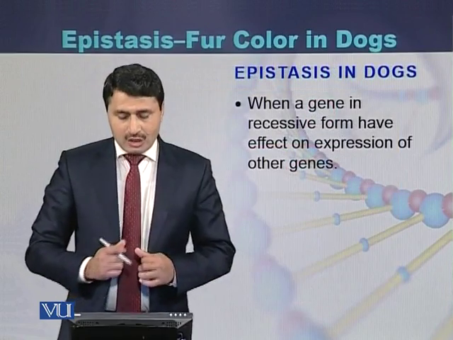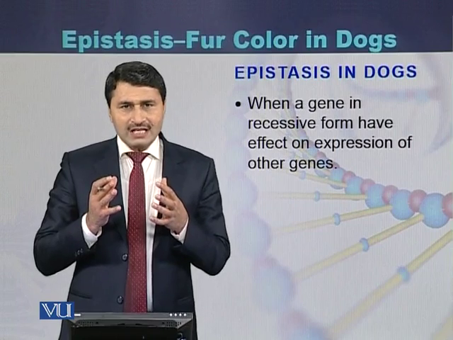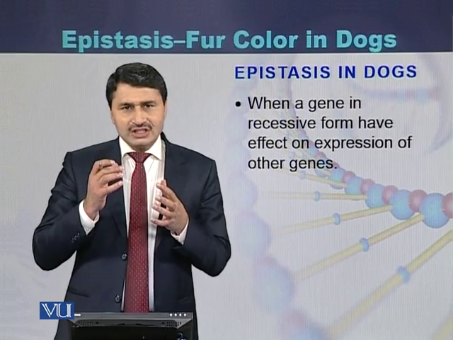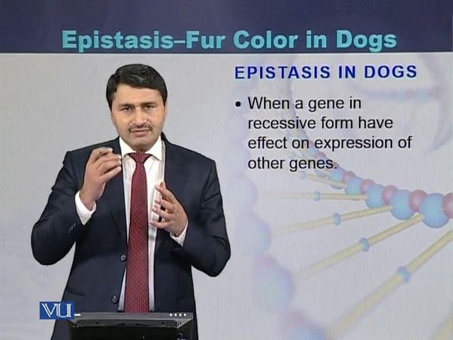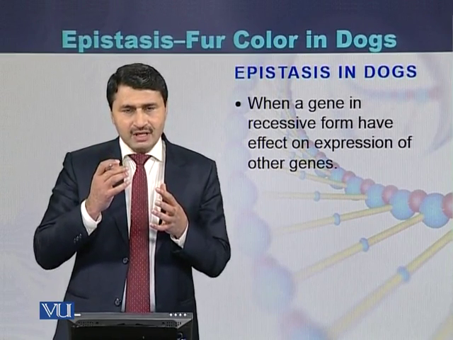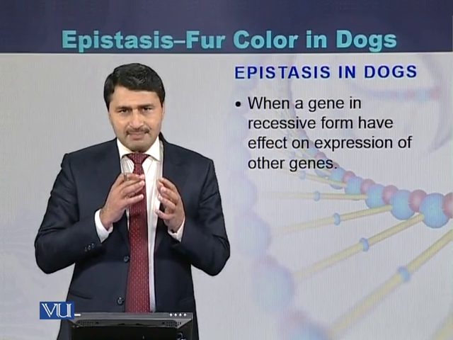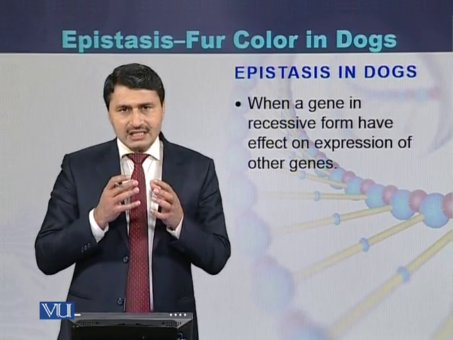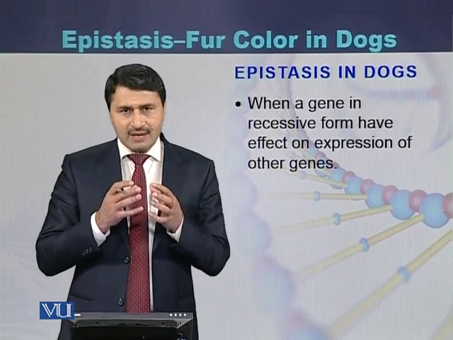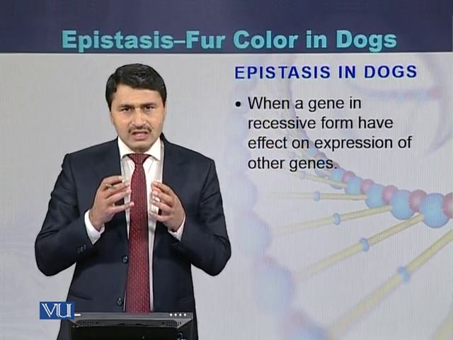So epistasis in dogs is due to two genes. If the one gene is in dominant form, then the fur color will be black. If that gene is in recessive form, then it will be brown. But there is another gene that has an epistatic effect on the first gene. If the second gene is in recessive form, then the color of the dogs will be yellow. So this is also an example of recessive epistasis.